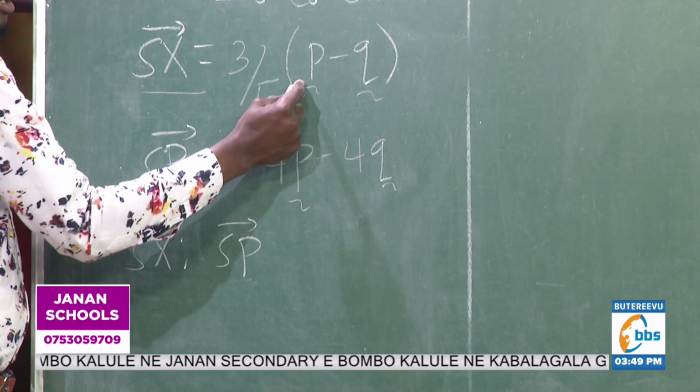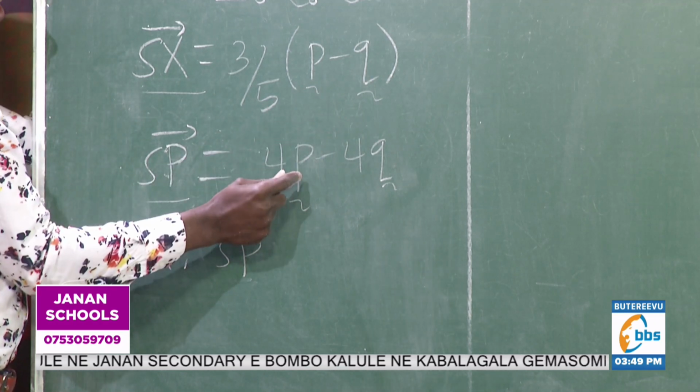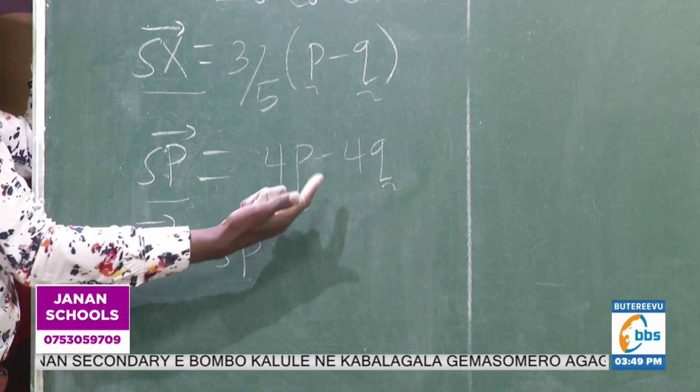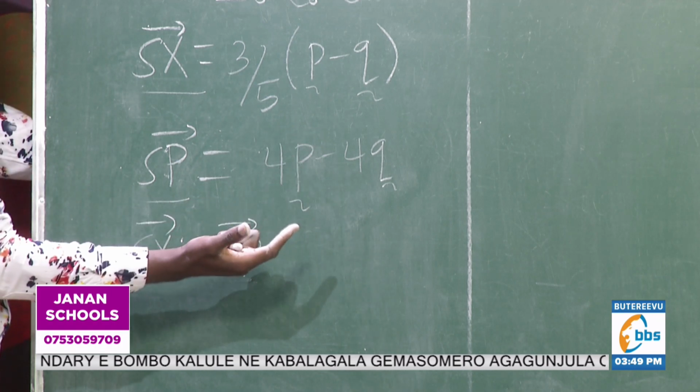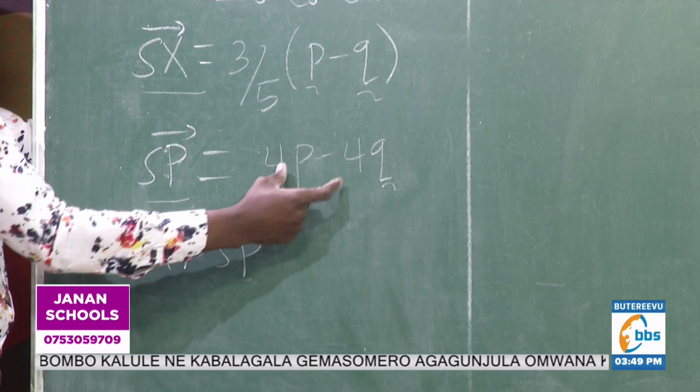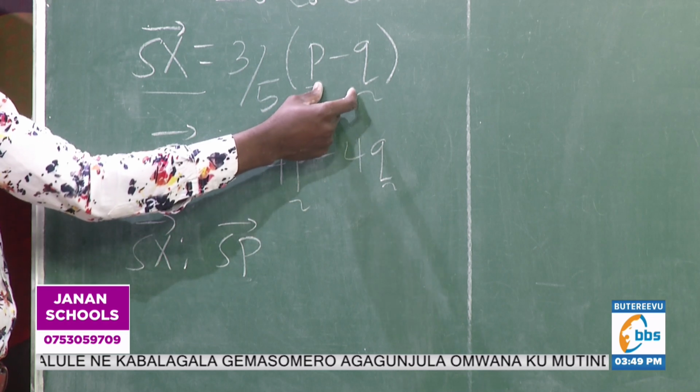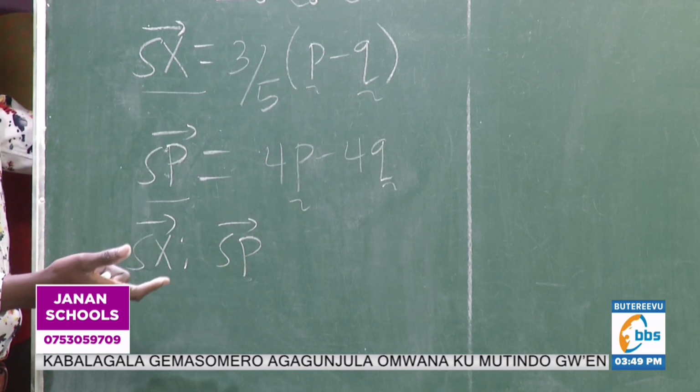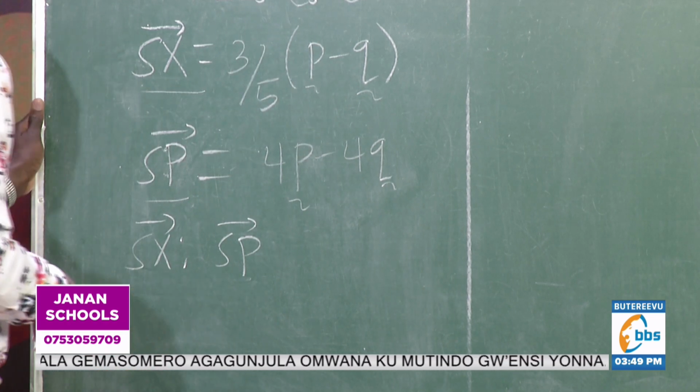You see here, there's p minus q. Also, I can get p minus q here. How? By factorizing out the 4. When I put the 4 outside, I get p minus q, which is also here. Then I can divide, and the ratio will become very easy.